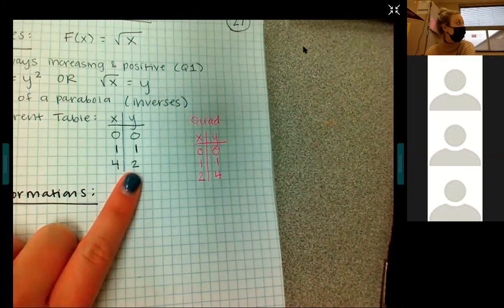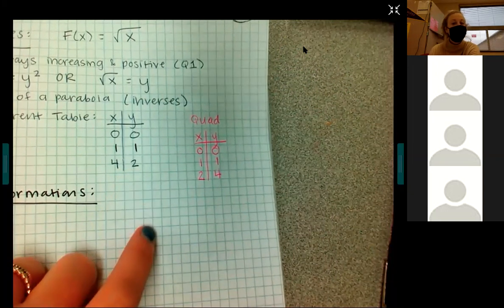You'll learn more about that in Math 3. Usually we do more with that, but since y'all are virtual, I'm not going to. So they are inverses.